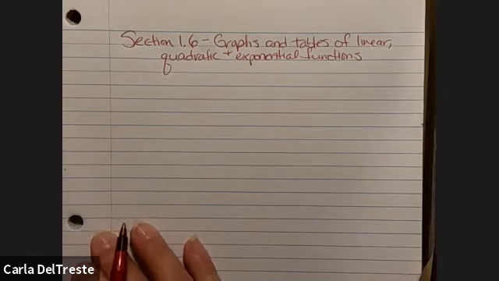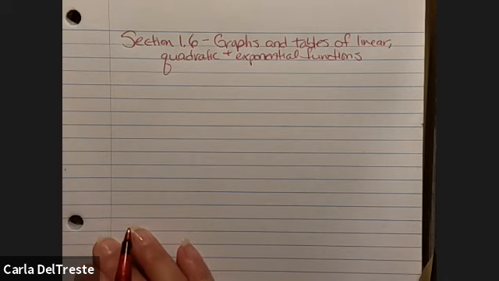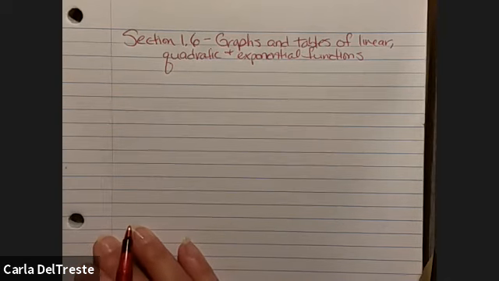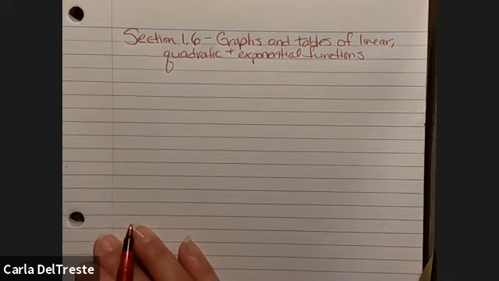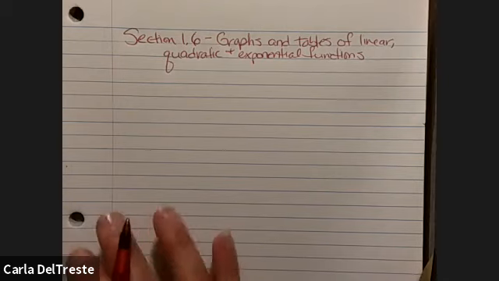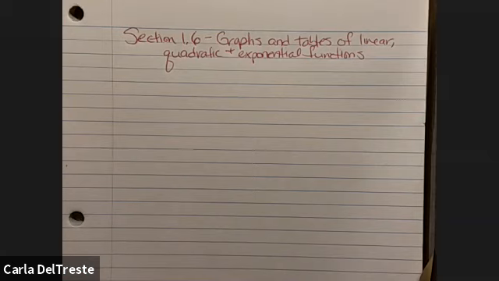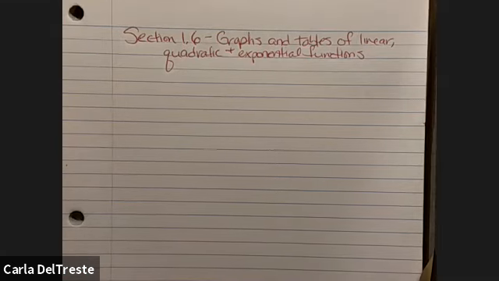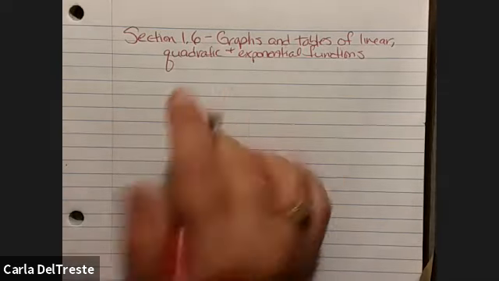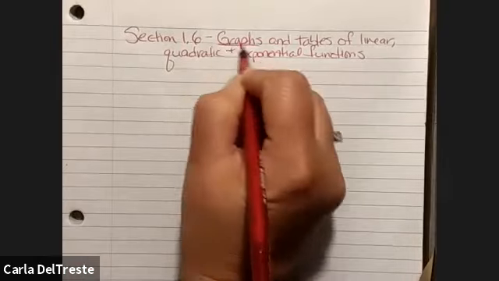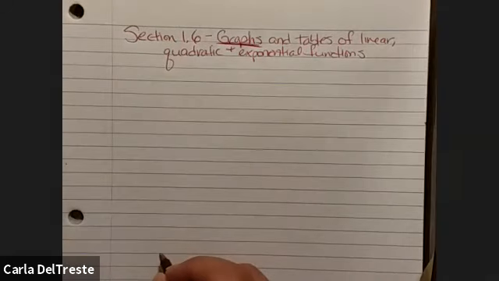We actually start with 1.6. I rearranged the sections a little bit, so refer to section 1.6 in your textbook. 1.6 is all about graphs and tables of linear, quadratic, and exponential functions. I'm going to break this up into two videos. This video will be particularly on graphs, and then the second video will be on tables.